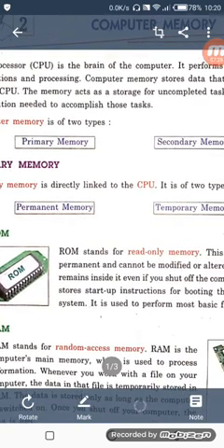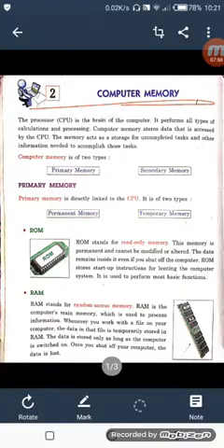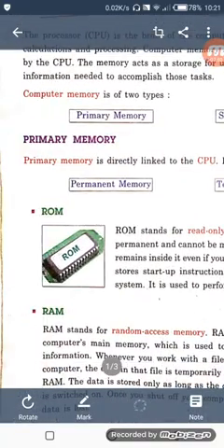And which kind of memory is ROM? It is permanent memory, or we can call it non-volatile. Non-volatile means data remains stored, even if power is off. It means data inside ROM is permanent and data inside RAM is temporary.